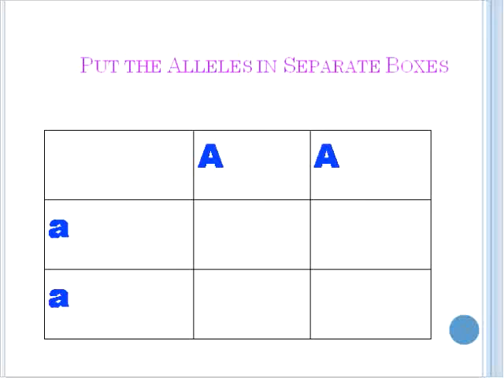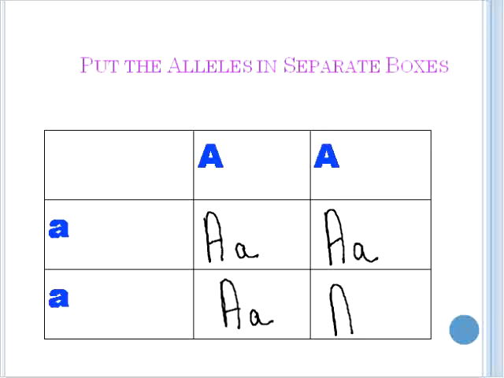Once the alleles are placed in separate boxes, we can then start to compare them. Big A, little a. Big A, little a, simply bringing the alleles down and to the right. Big A, little a. Big A, little a. All of the individuals, 100%, would indeed be heterozygous.